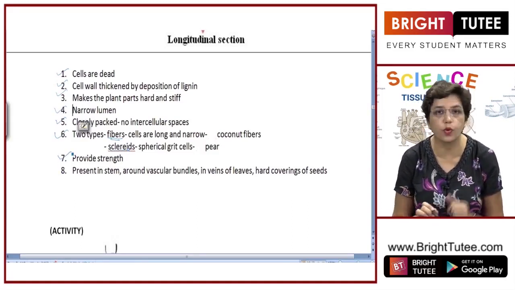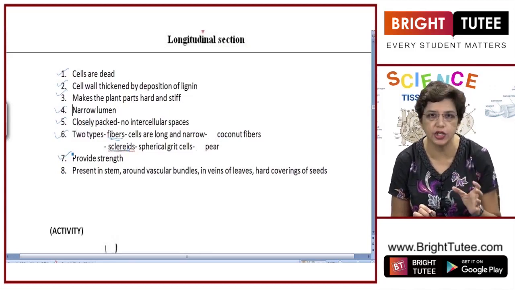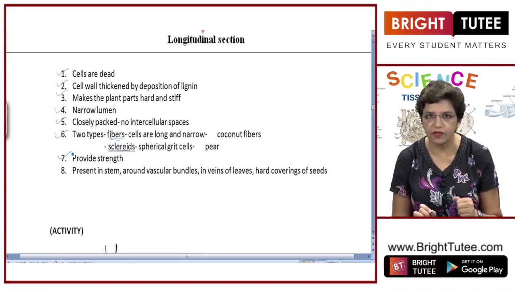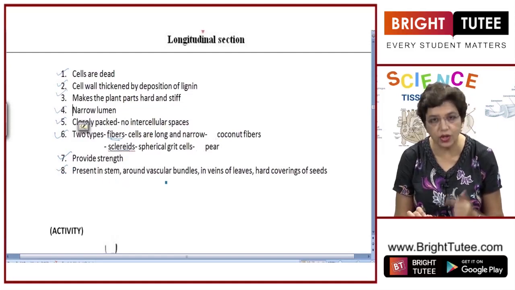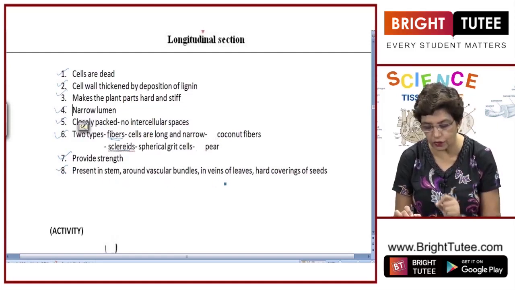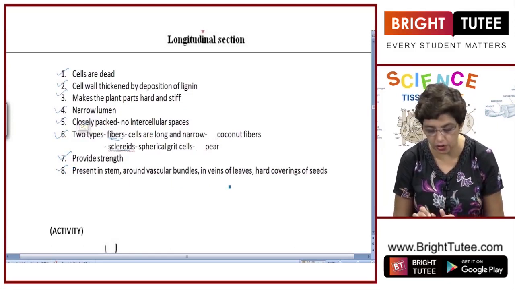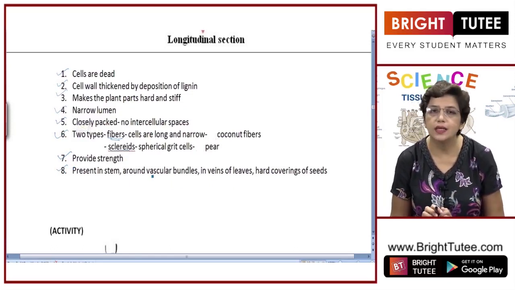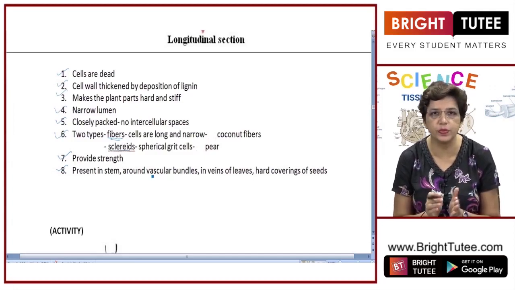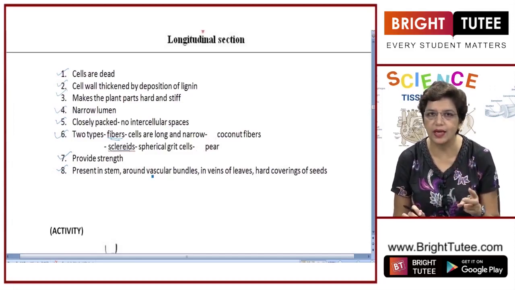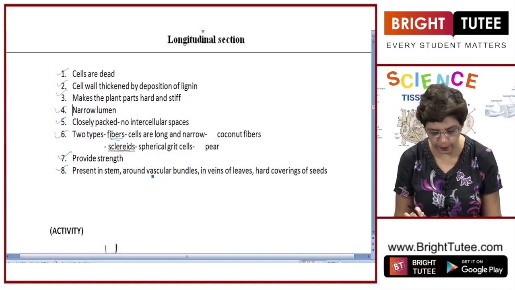The main function is providing strength. Because these are dead tissues, they provide toughness and strength to the plant. They are present in the stem, around the vascular bundles, in veins of the leaves and hard coverings of the seeds. So all the hard parts of the plant contain this type of tissue. I hope the difference between parenchyma, collenchyma and sclerenchyma is clear to you.